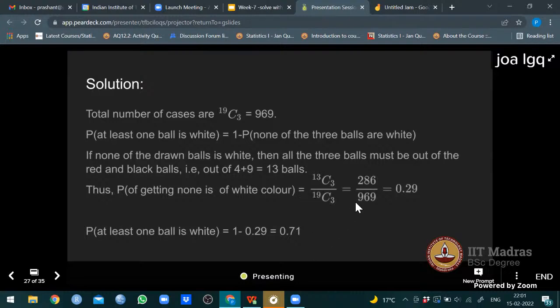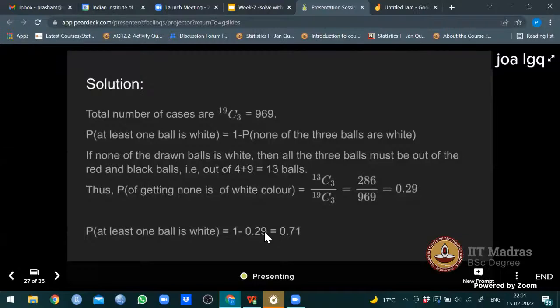Till this point it's clear? Yes, sir. So at least one ball is white means 1 minus the probability that none is white. That means 1 minus 0.29, which is 0.71.